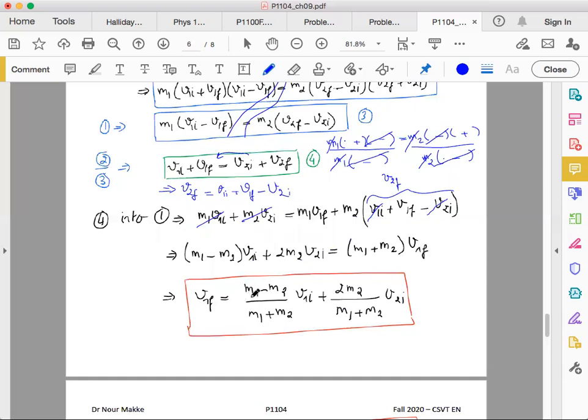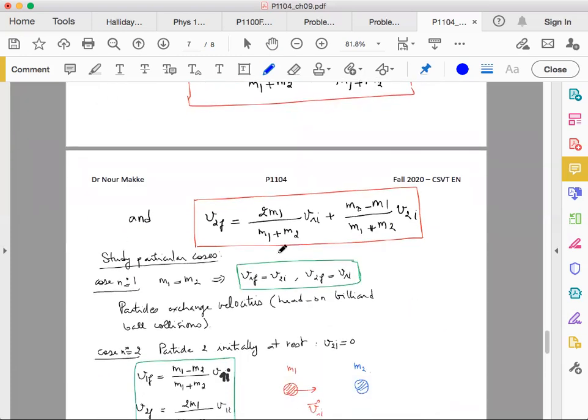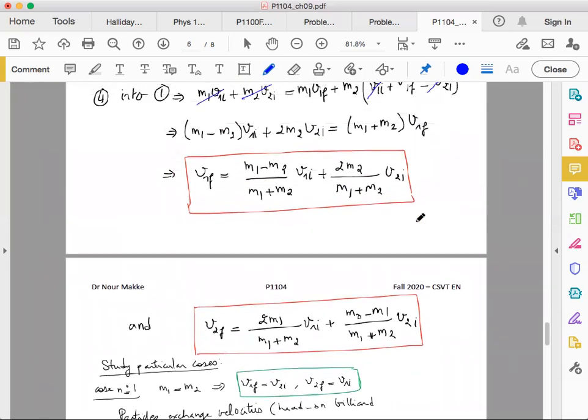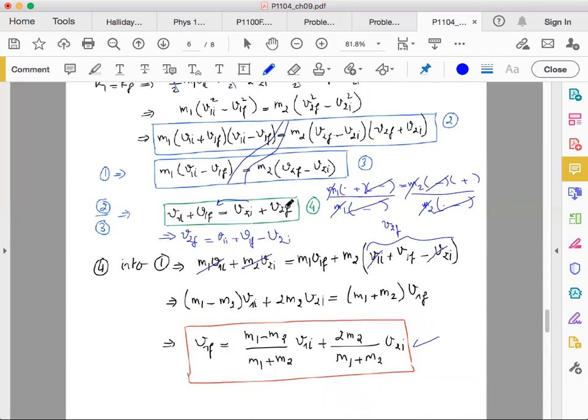So we end up with v1 final equals (m1 minus m2) divided by (m1 plus m2) times v1i plus 2m2 over (m1 plus m2) times v2i. And in the same way, we end up with v2 final as 2m1 over (m1 plus m2) times v1i plus (m2 minus m1) divided by (m1 plus m2) times v2i. And as I told you in the lecture, it's better to remember or to memorize these expressions, because if you need them, their derivation takes some time. So it's better to memorize them than to do the whole derivation every time you need them.